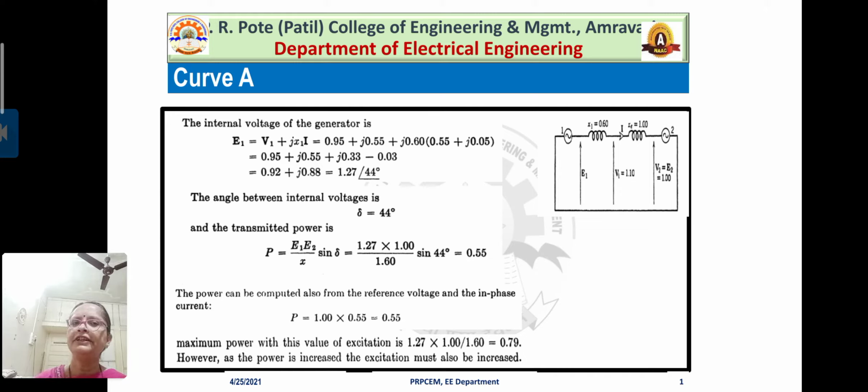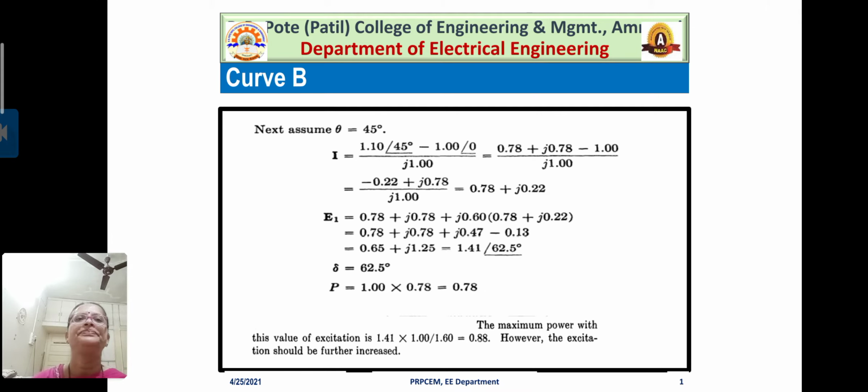So 0.79 it is. If I want to improve the power transfer capability, what do I have to do? I have to increase excitation. So it is stated here: as the power is increased, the excitation must also be increased. So what I do, let us see on the next slide.